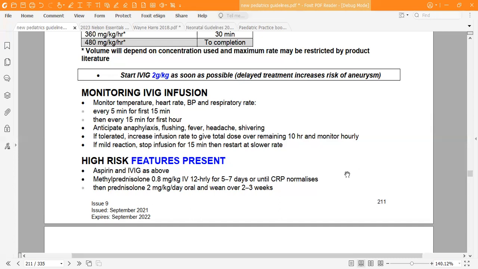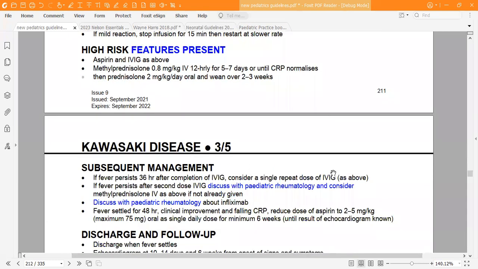So we consider giving steroids, the prednisolone or methylprednisolone, if we have spotted high risk features in our patient. So we will start aspirin and IVIG. We will add on top methylprednisolone, 0.8 milligram per kg IV, 12 hourly for 5 to 7 days, until we get a normal CRP level. Then we switch to prednisolone, 2 milligram per kg per day orally, and wean gradually over 2 to 3 weeks.